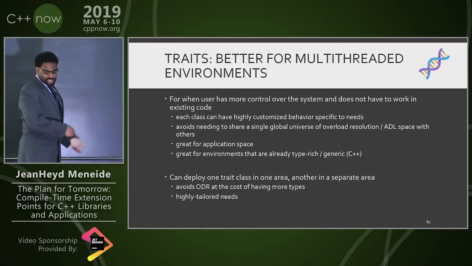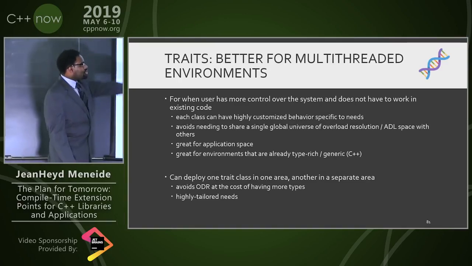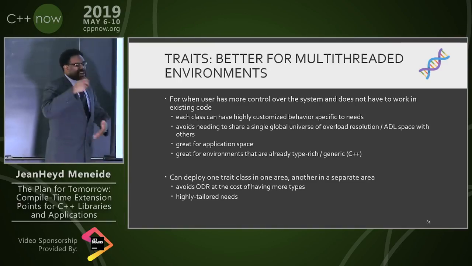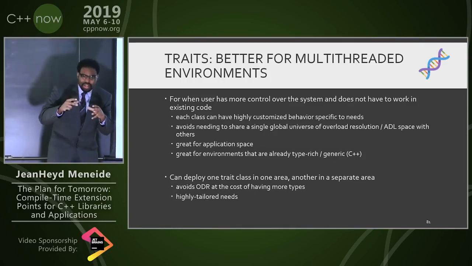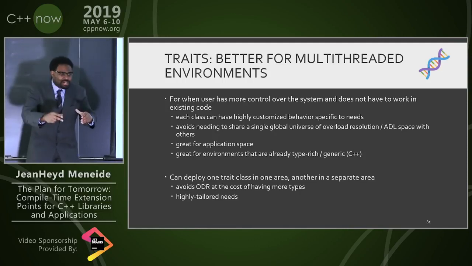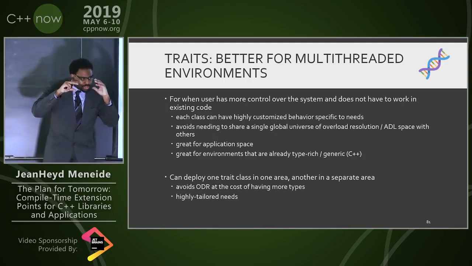And now traits. The last thing is traits, obviously. This is for when the user wants to have more control over the system, and they don't really have to interrupt with existing code. They're just like, I've got to work with my space. This is my local area. I'm going to put the most optimized hash map for this problem. Everywhere else can use the basic string, but I'm going to have the great string right here.